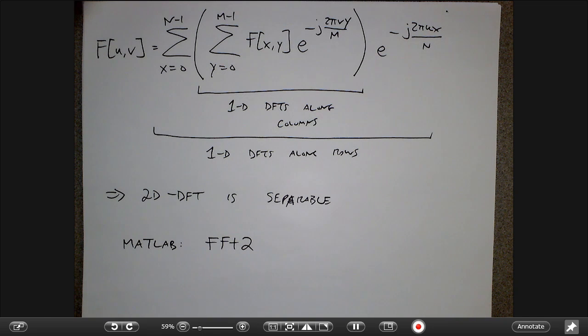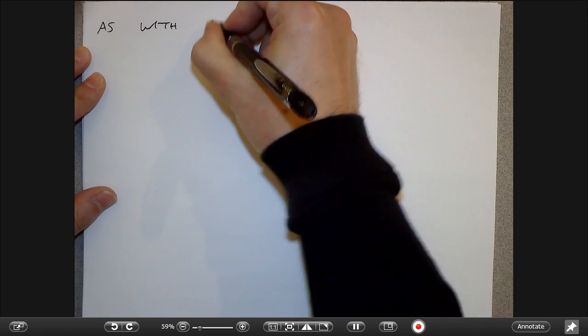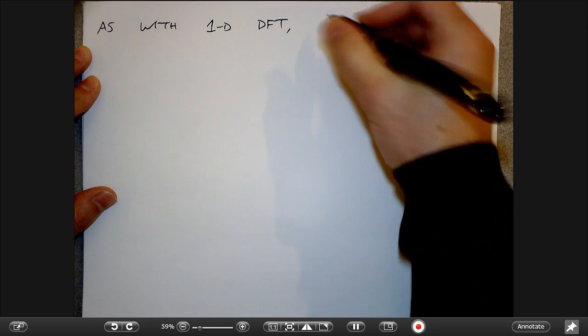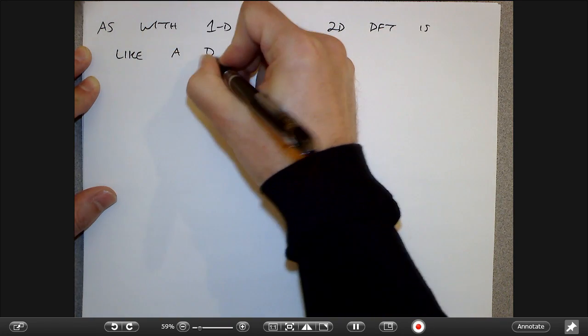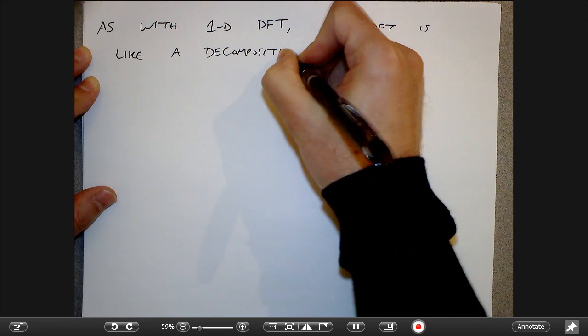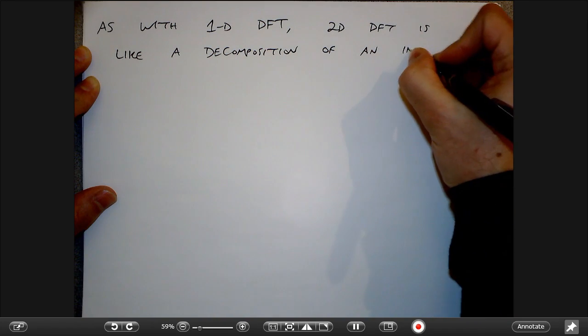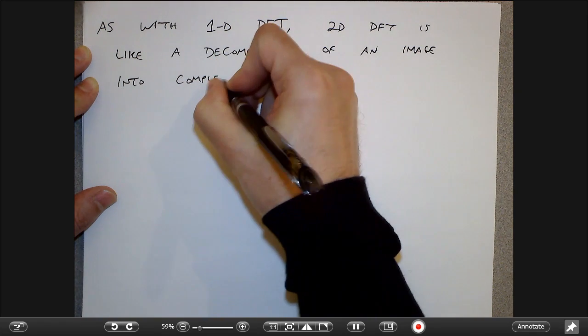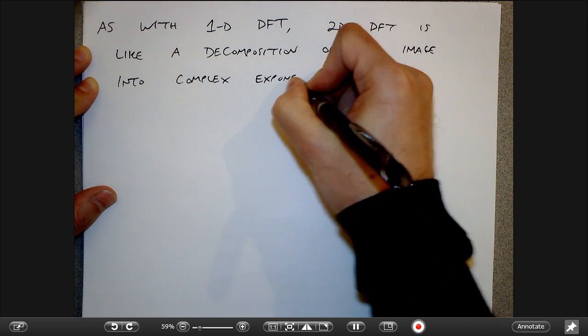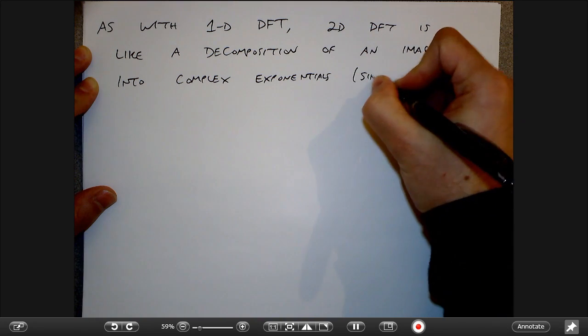Okay, so let me pause and ask first, any questions about this? Again, if you want to go back and review 1D FFTs, I can link to my DSP lectures from last semester if you want to brush up on that. But the basic idea is that, as with 1D DFTs, the 2D DFT is like a decomposition of an image into complex exponentials, which are a different way of thinking about sines and cosines.